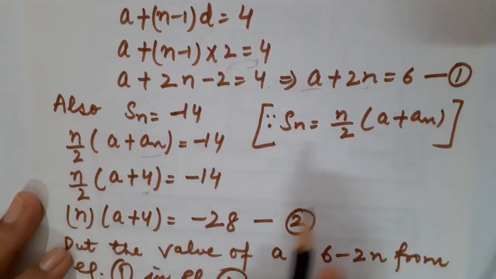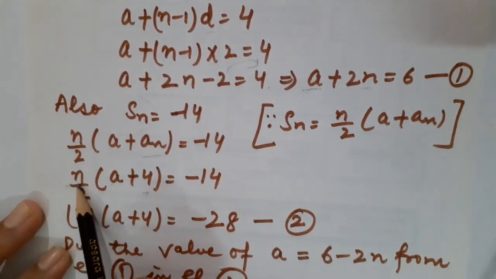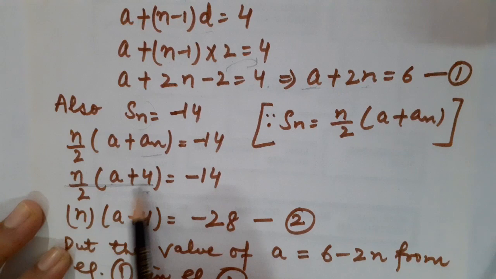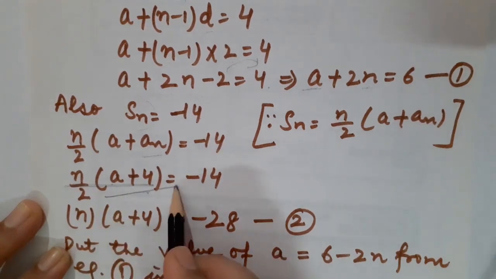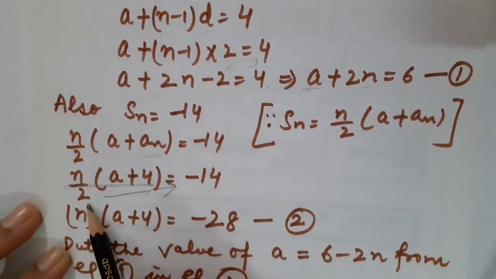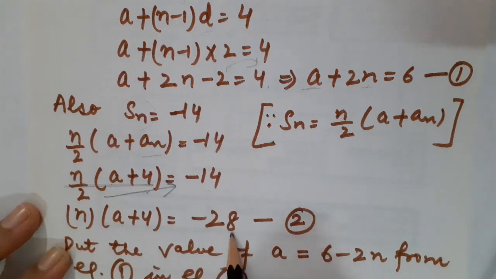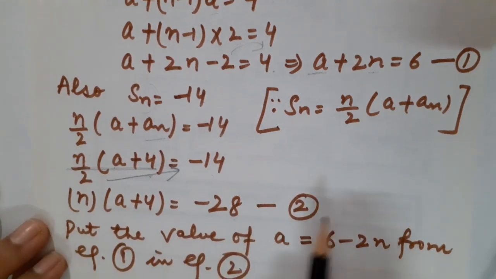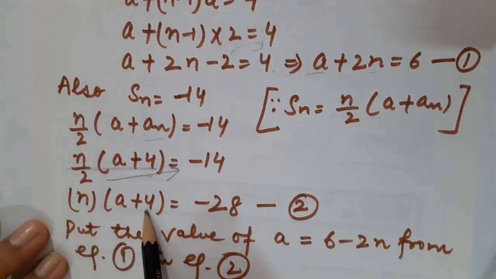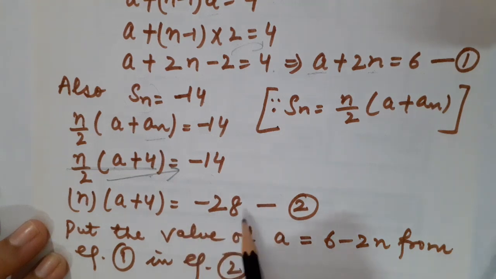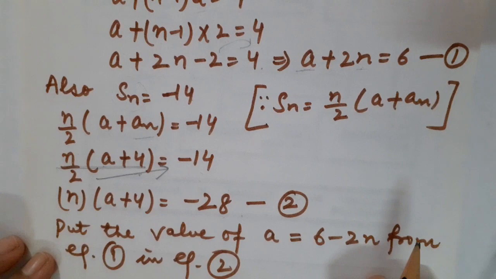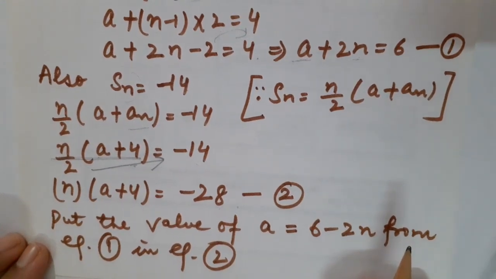So let us simplify this. This is basically upon 2. 2 is there at the denominator. So if I cross multiply minus 14 by 2, children, I will be getting minus 28. So on the left hand side I have got n into (a plus 4) is equal to, on the right hand side I have got minus 28. Correct, student?